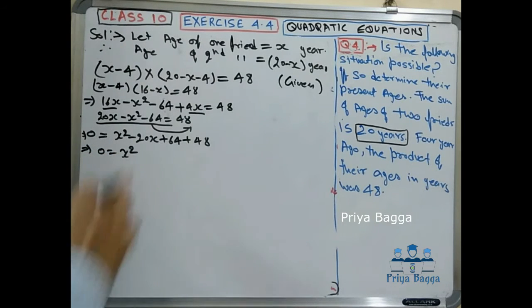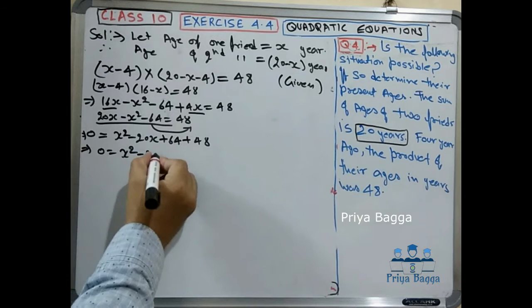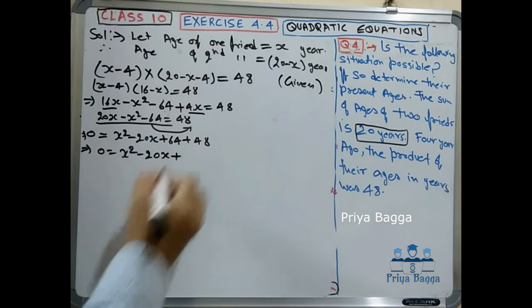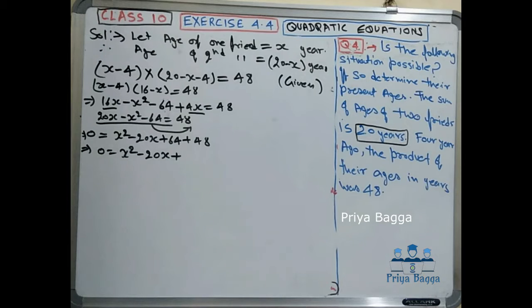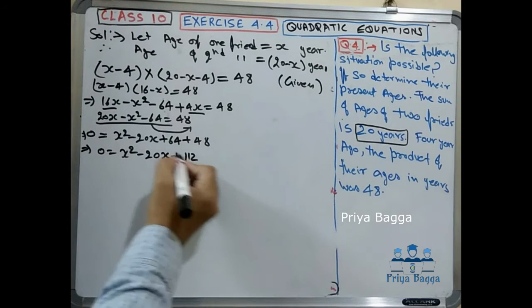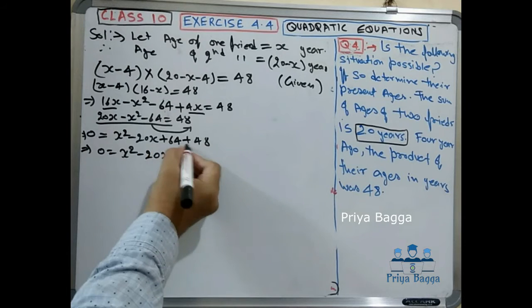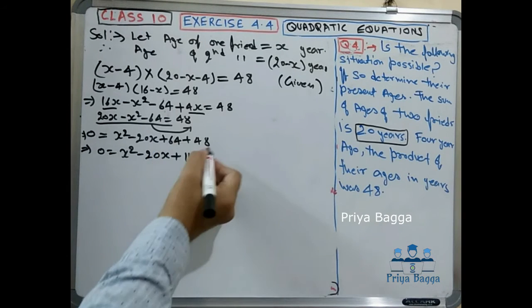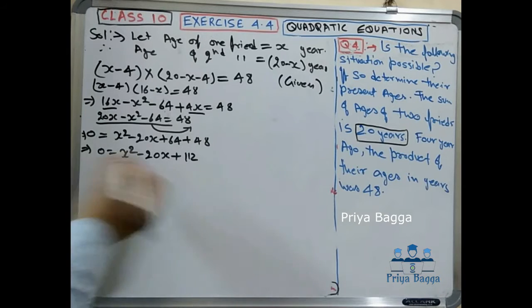Okay. So minus 20x will be as it is. Now 48 plus 64 will be how much? It will be 112. Okay, this will be 112. Because 64 plus 40 is 104, and 104 plus 8 is 112. So I can flip the sides now.